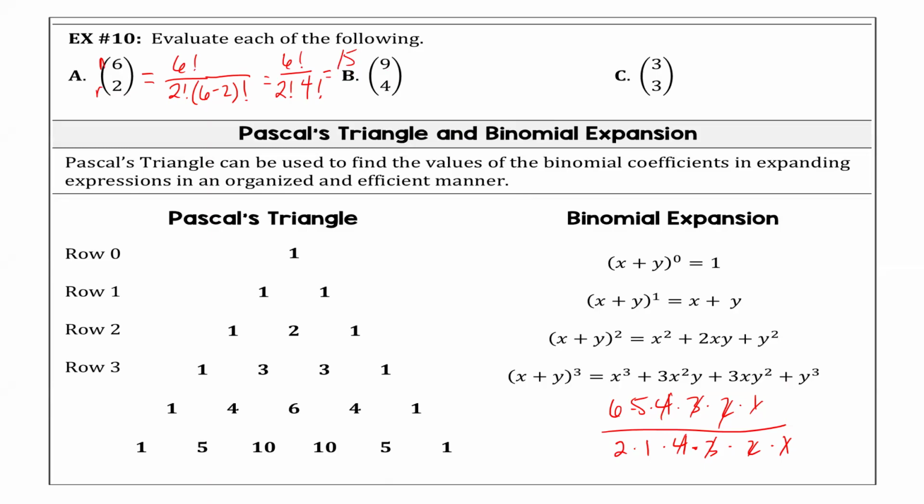Okay. All right, let's try it again. And we're going to do it without expanding. Is that cool? Okay, we're going to do it without expanding. So writing it out first. This is going to be 9 factorial over 4 factorial times 5 factorial.